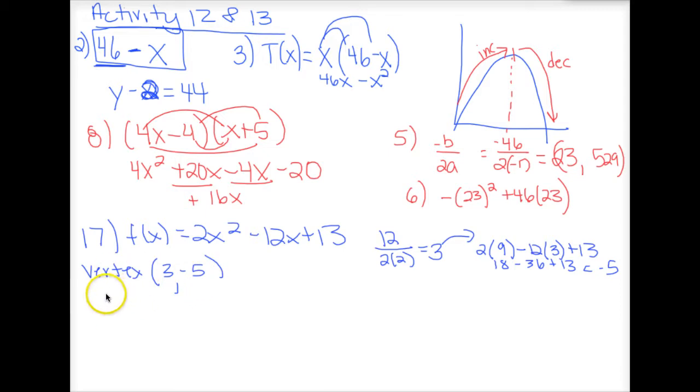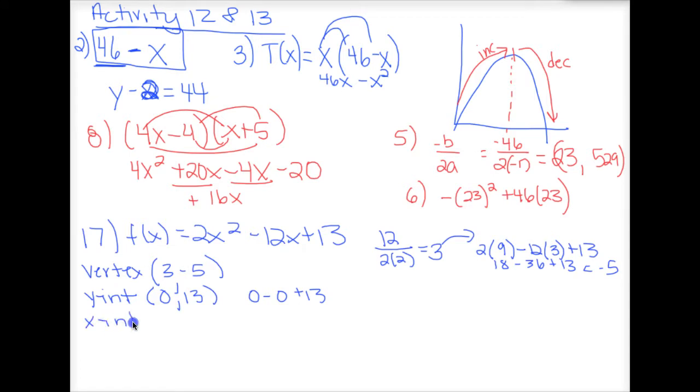Y-intercepts. Remember that I find y-intercepts by plugging in 0 for x. So if I plug in 0 for x, that gives me 0 minus 0 plus 13. So my y-intercept is 13. Remember to list it as an ordered pair. 0, 13 is the point that you're listing.